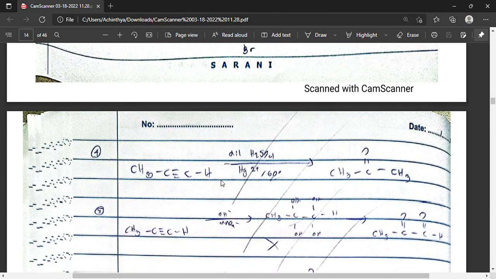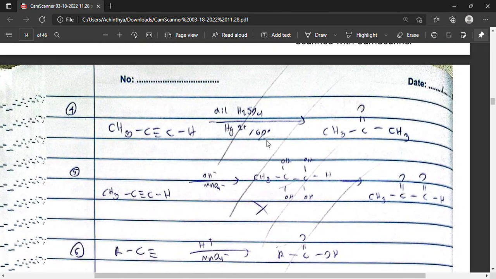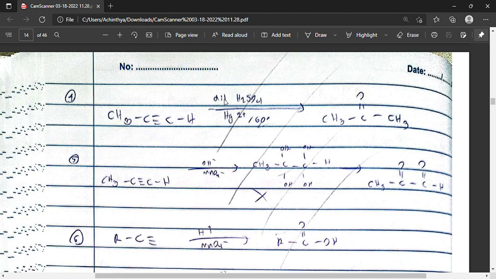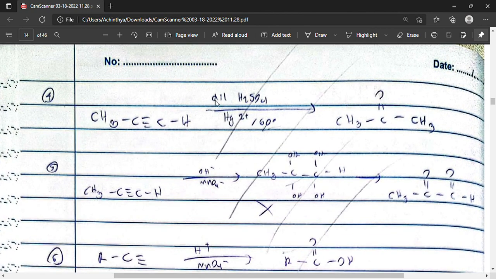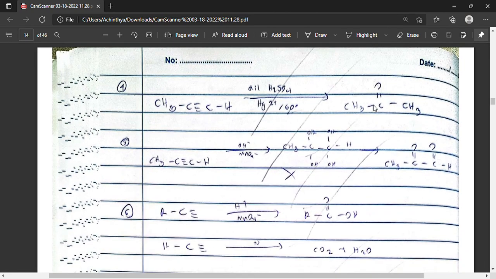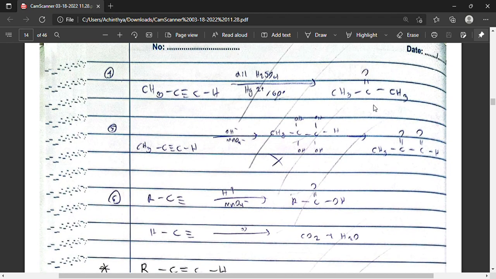Here's another thing we can do. This is called Clemmensen reduction. What happens is we add dilute sulfuric acid with mercuric ions under 60 degrees Celsius, and the alkyne group converts into a carbonyl group as shown over here to produce a ketone. It's a really convenient reaction. Actually, it's pretty useful.